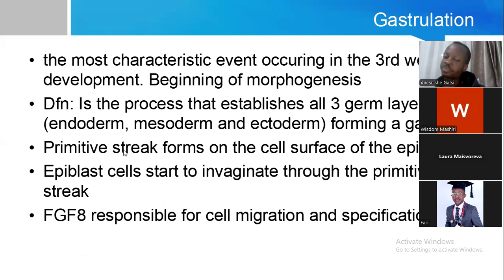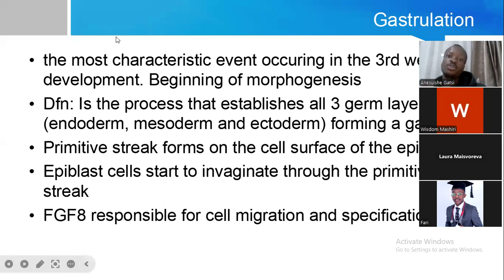Once you form the primitive streak, cells of the epiblast, which is the same cell layer in which we are having formation of the primitive streak, are going to start to invaginate through that primitive streak. And when they start to invaginate, that's when we are going to start having the process of what? Of gastrulation in terms of formation of endoderm, mesoderm, and ectoderm. We'll get to that shortly. So for now, we have said that we have formation of a primitive streak on the cell surface of the epiblast. And then cells of the epiblast are going to start invaginating through that primitive streak.